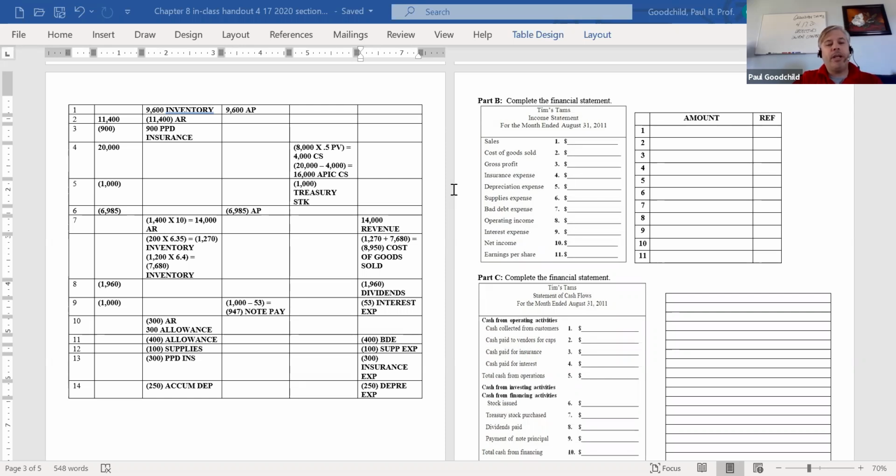So the shares are their weighted average. There's a question about, are the shares the beginning balance? So you should be using a weighted average. But in this case, our shares were the same for the whole month because all of our transactions occurred on August 1st. So the beginning balance would be the number that you used with the transactions that occurred on August 1st. If those transactions had occurred later in the month, you'd have to do a daily weighted average.